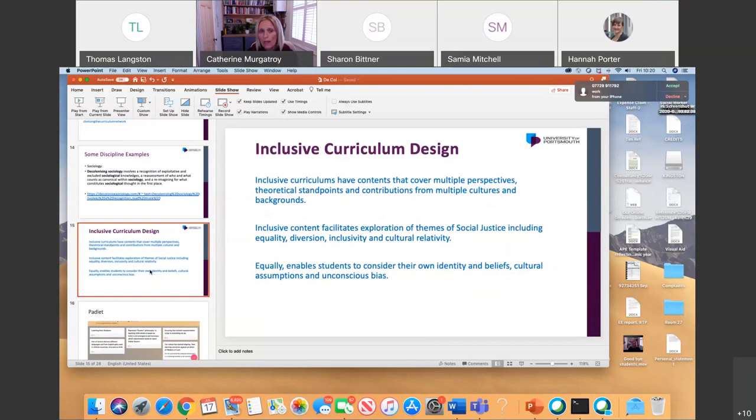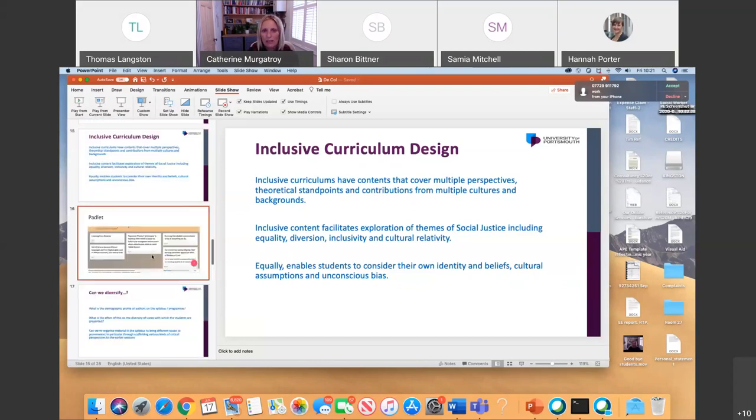So we may agree, inclusive curriculum design, inclusive curriculums have contents that cover multiple perspectives, multiple theoretical standpoints and use contributions from multiple cultures and backgrounds. And inclusive content facilitates exploration of themes of social justice, including equality, diversity, inclusivity, and relativity. And as somebody rightly said in the Padlet, enables students to consider their own identity in relation to other people, their own beliefs, cultural assumptions, and unconscious bias.